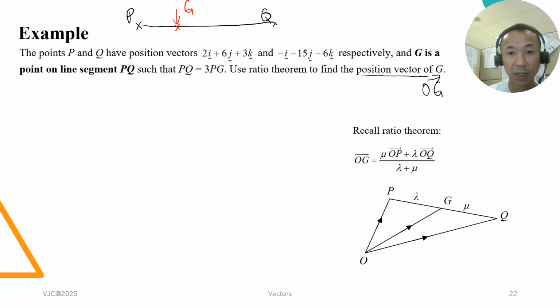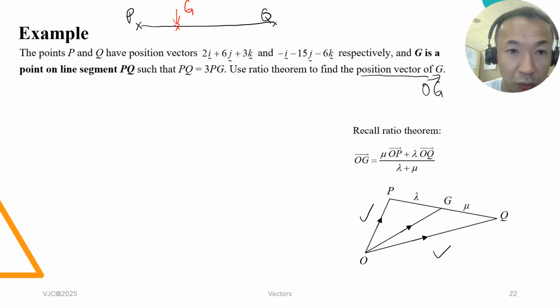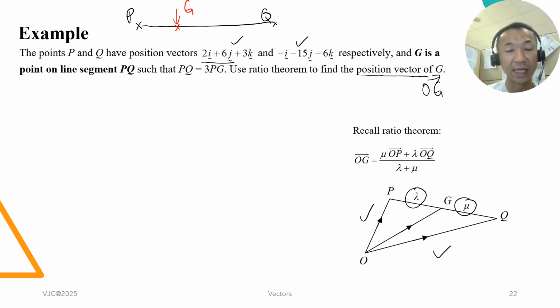How? Earlier we have learned ratio theorem, and if I apply it specifically here, this is the way to find OG. Now, OP is known, OQ is known, because you do know these two, right? What is mu and what is lambda? We can quite easily find out.